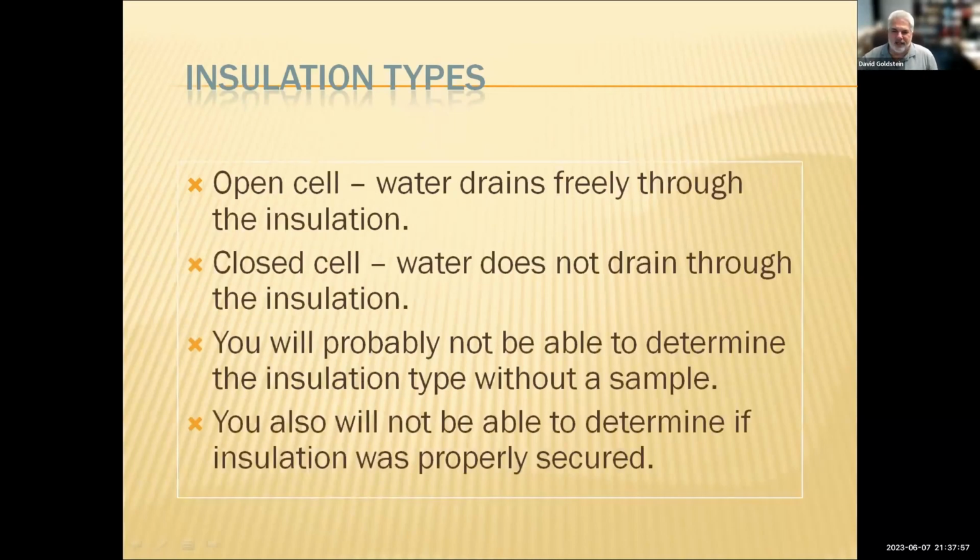Generally, you have two different types. You have the open cell, which will allow water to drain through it, and closed cell, which does not allow anything to drain through it. The only way you'd be able to tell is if you were to do a core sample, which of course we're not going to do.